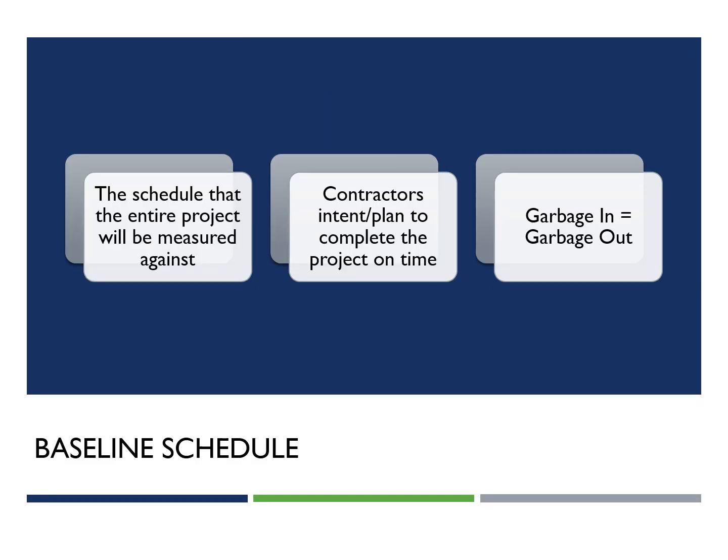Baseline schedule. This is the schedule that the entire project will be measured against. It demonstrates that the contractor has a plan or an intent to complete the project on time. It shows zero float, shows all the steps from NTP all the way through project completion. And we've got to make sure when we're building the baseline schedule, we're keeping in mind that whole garbage in, garbage out scenario. We're not just there to check the block on the spec, but we're there to actually build a tool that we can use to plan the work downstream, and use the schedule as a tool for forecasting, etc.